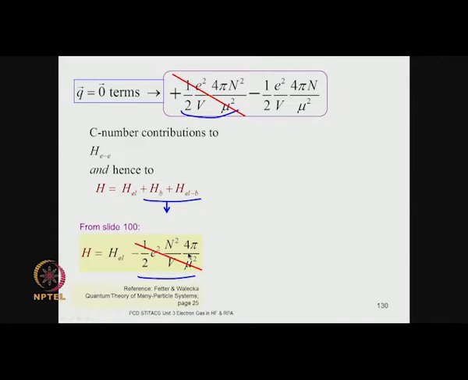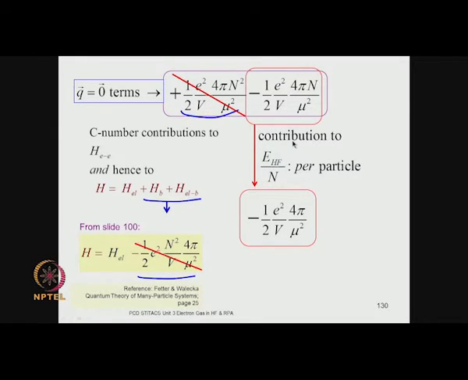Okay. So, let us go ahead and cancel them, and you are still left with this term. Now if you look at the Hartree-Fock energy per particle, you divide both sides by the total number of particles, and you get a contribution which is minus half E square by V times 4 pi over mu square. This is the contribution that you get, which has got a mu square divergence as such.